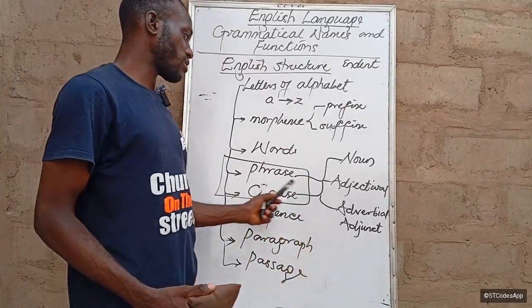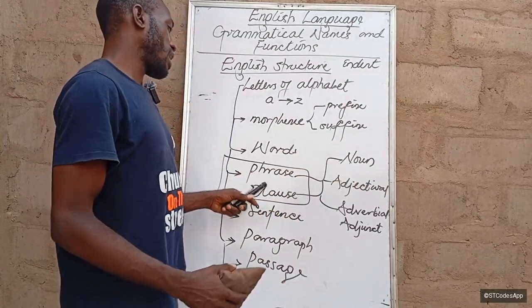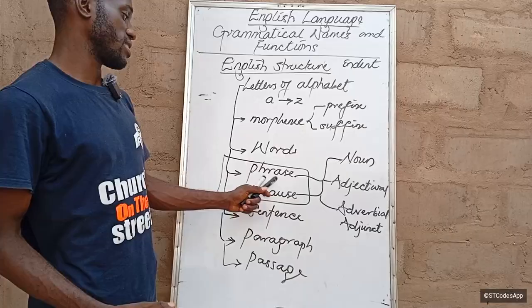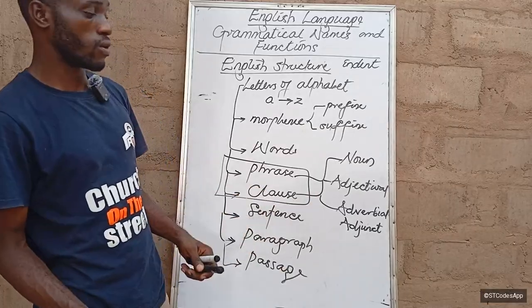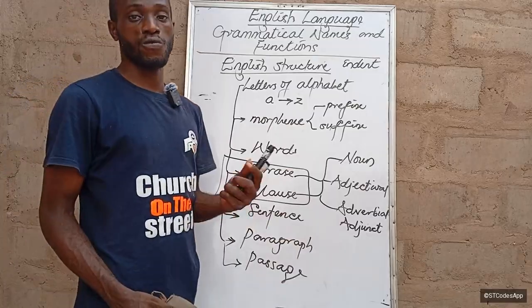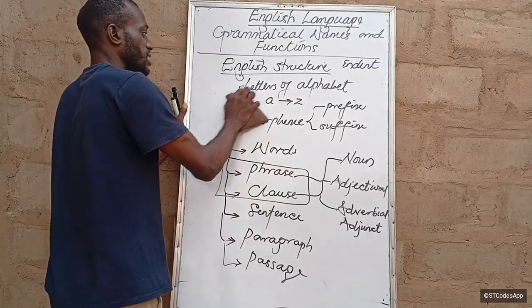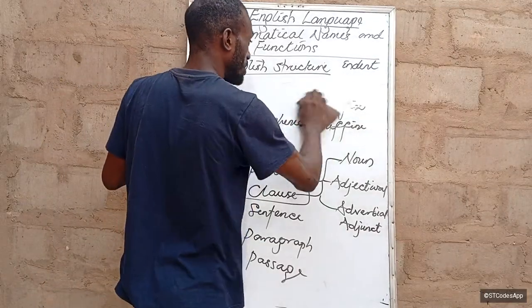So a clause can exist as a noun clause or a noun phrase. An adjective can exist as an adjectival phrase or adjectival clause, and an adverbial can exist as an adverbial clause or adverbial phrase. I'm going to be looking at these three. All right. So quickly, let me show you what they are.